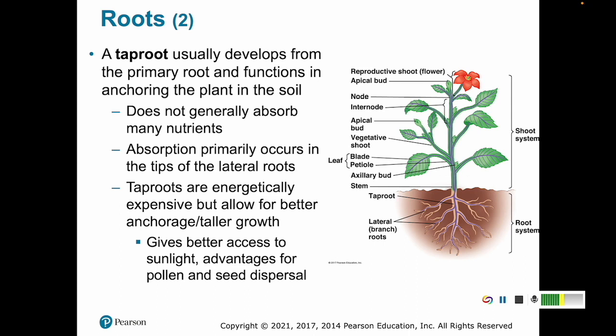And in return, those taller plants have more access to sunlight, so they can perform more photosynthesis. And they also have advantages for their flowers to disperse their pollen and their seed. So although it costs so much energy to create a taproot, it's often overall advantageous for that access to sunlight and for reproductive dispersal.